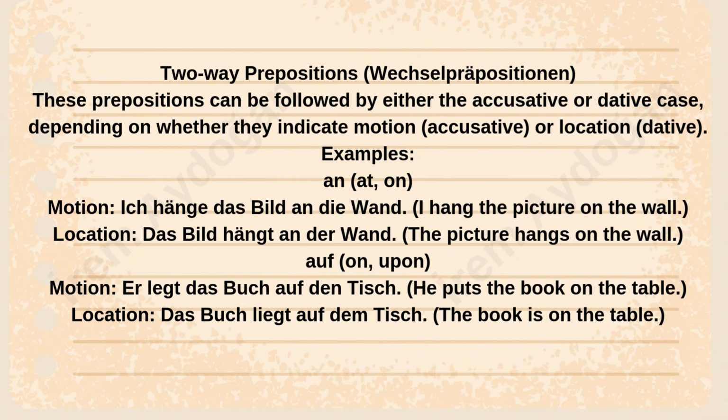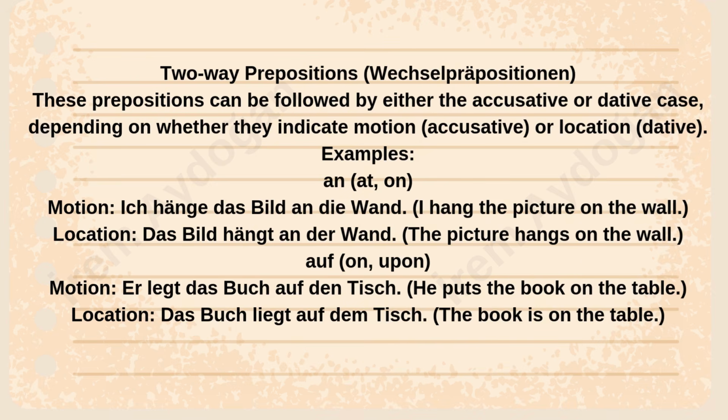Let's check another example of auf, which means on. The motion example is er legt das Buch auf den Tisch. He puts the book on the table. It's an accusative case. The location example, das Buch liegt auf dem Tisch. The book is on the table, and this is the location, dative example.